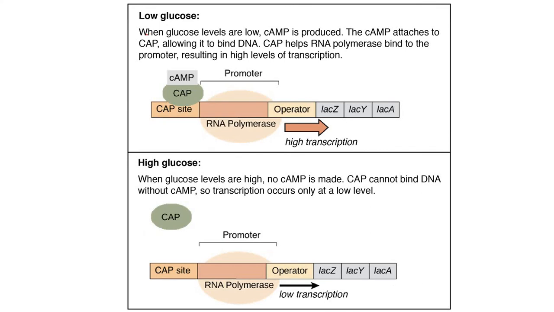When low glucose levels are present, cAMP is produced. The cAMP attaches to the CAP, allowing it to bind DNA, and CAP helps the RNA polymerase bind to the promoter, resulting in high levels of transcription. And when the glucose levels are high, no cAMP is made, so CAP cannot bind to the DNA, and the transcription occurs only at a low level.